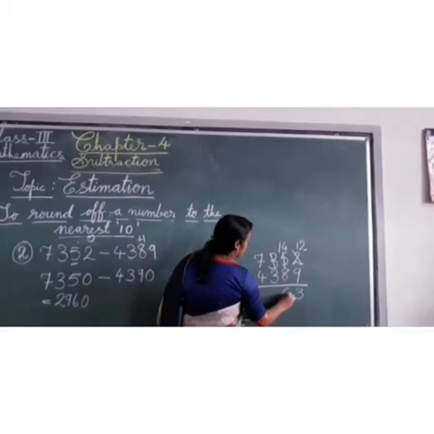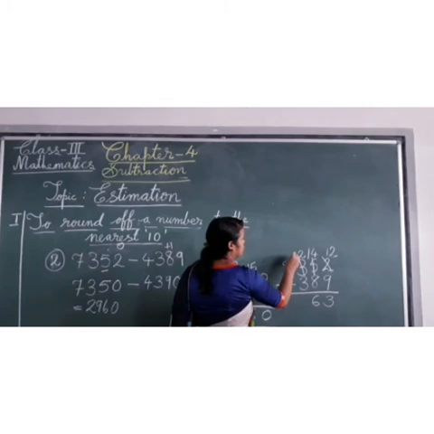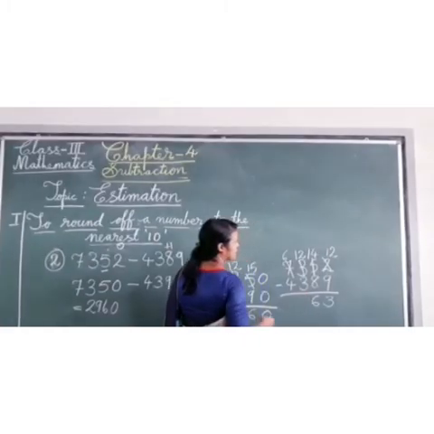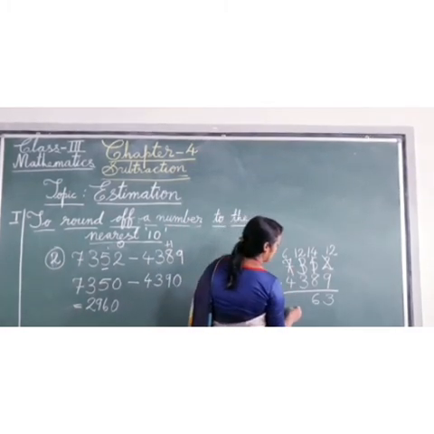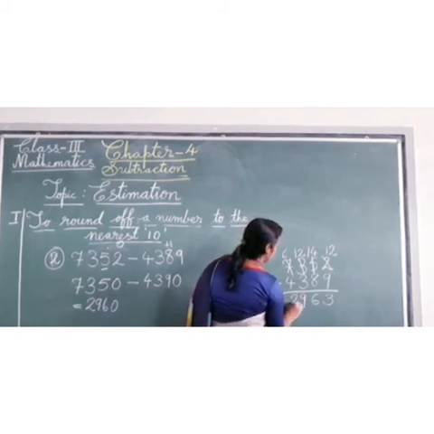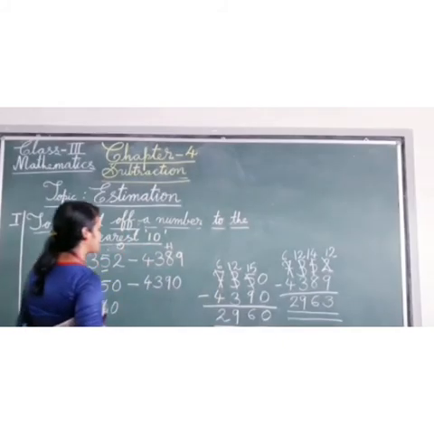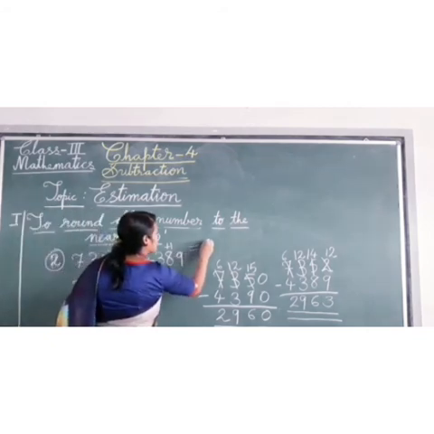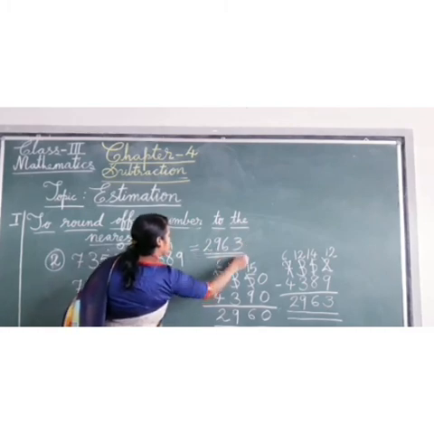14 minus 8 we will get as 6, and here we have only 2. We cannot subtract again, so we borrow from here. Here this number becomes 6,000 and here 12 hundreds. 12 minus 3 we will get as 9, 6 minus 4 as 2. The real difference is 2,963. Now you understood, I hope.